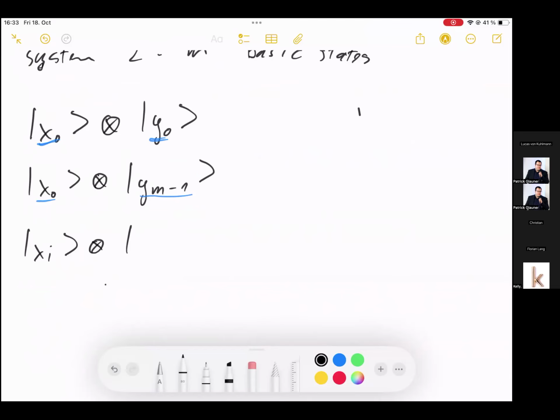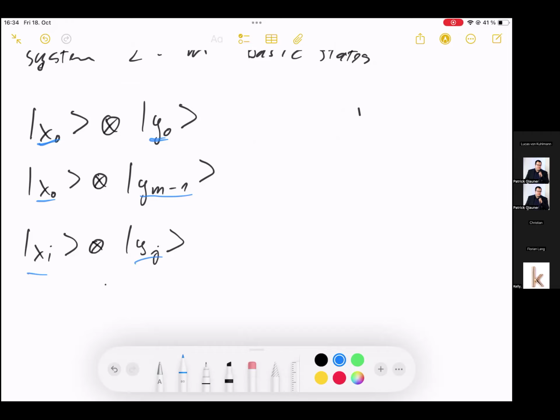So it's xi and yj, and we take the tensor product of these basic states. That means the first particle is at xi and the second particle at yj, and so forth. So this is the interpretation of the tensor product.